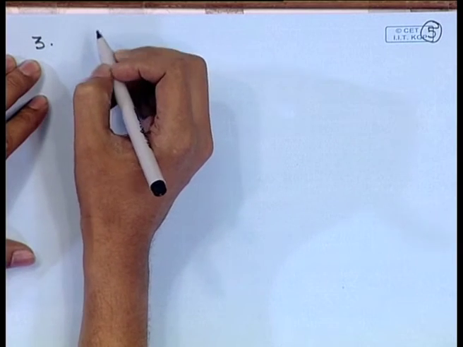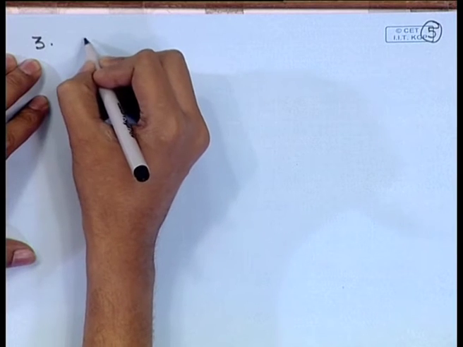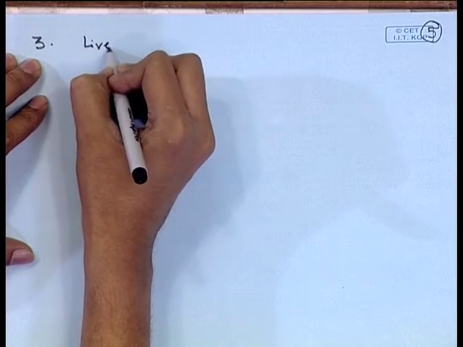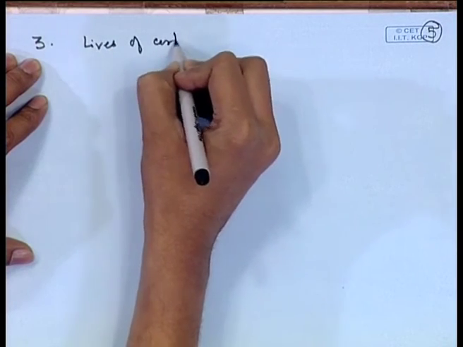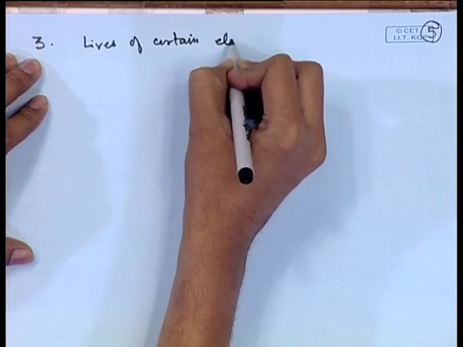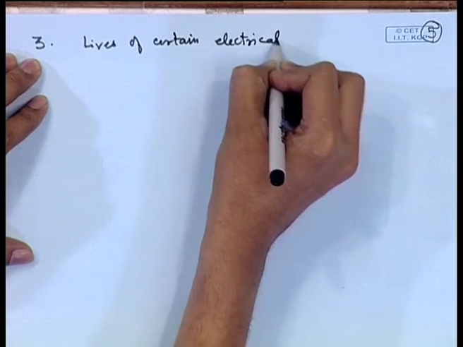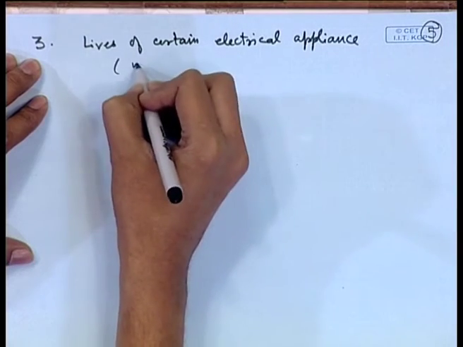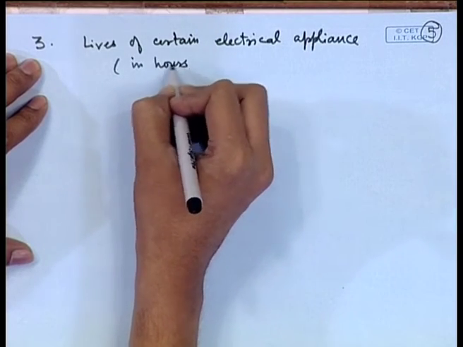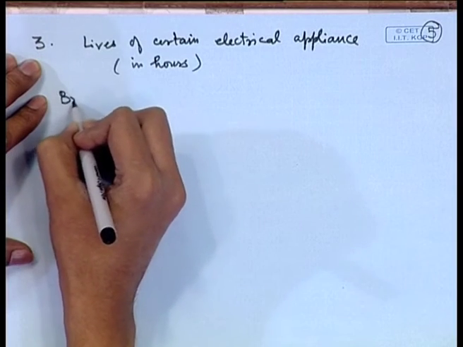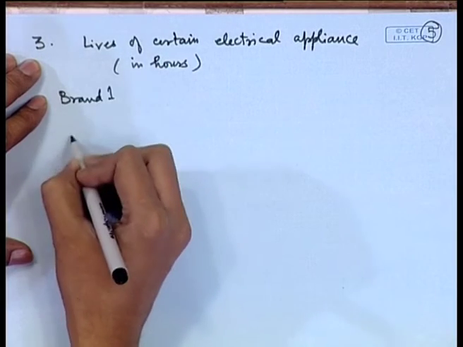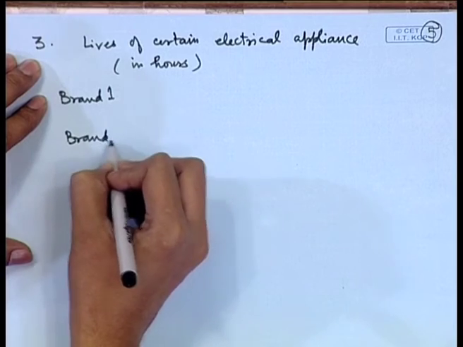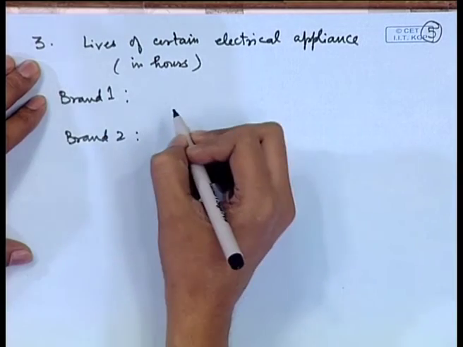Let us consider, say, lives of certain electrical appliances, in hours. So, we have two brands of appliances, we want to compare the average lives here.